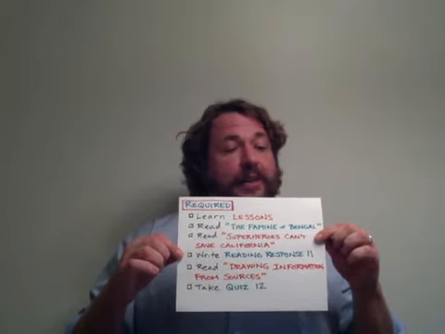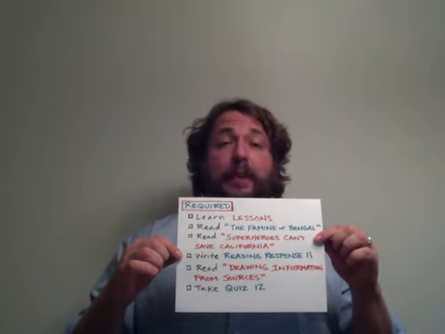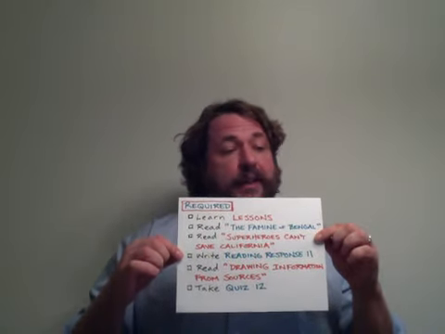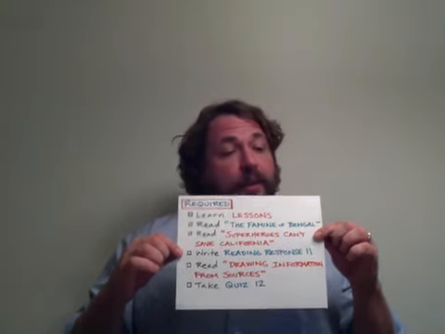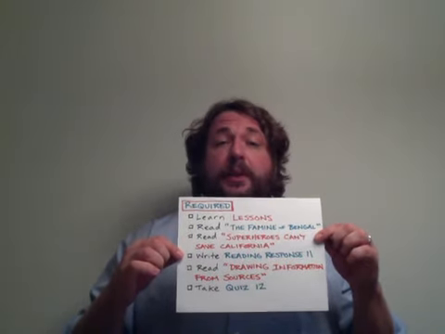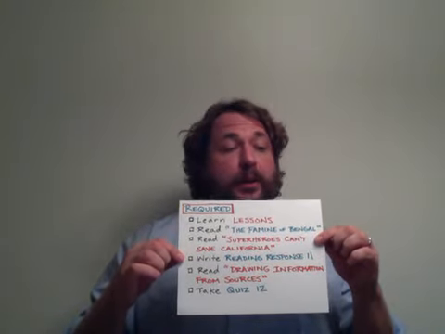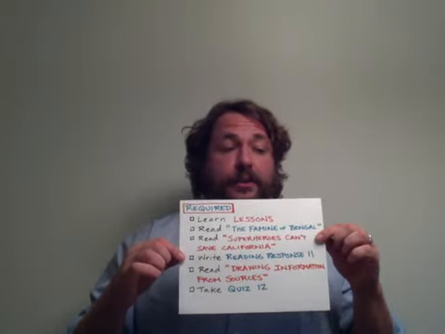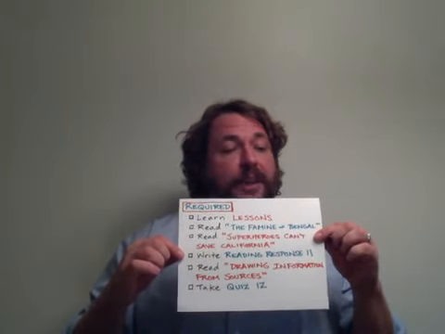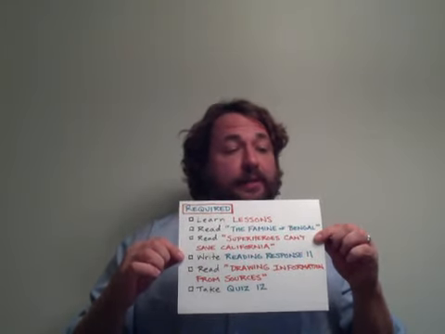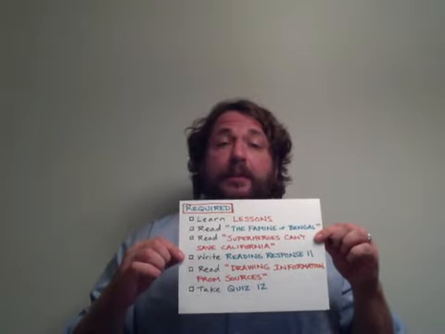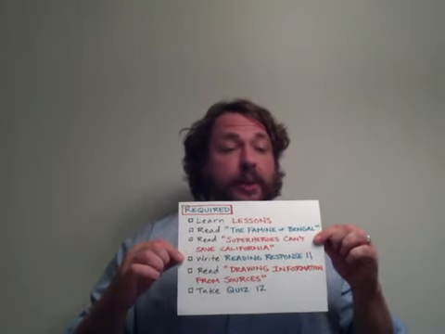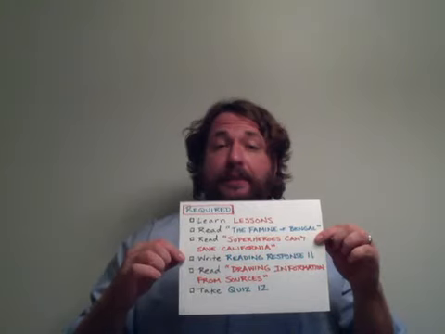The second required task is to read The Famine of Bengal by Gita Mehta. To do that, click on Resources. The third required task is to read Superheroes Can't Save California by Bill Maher. To do that, click on Resources. The fourth required task is to write Reading Response 11, which will be about The Famine of Bengal and Superheroes Can't Save California. To do that, click on Assignments.